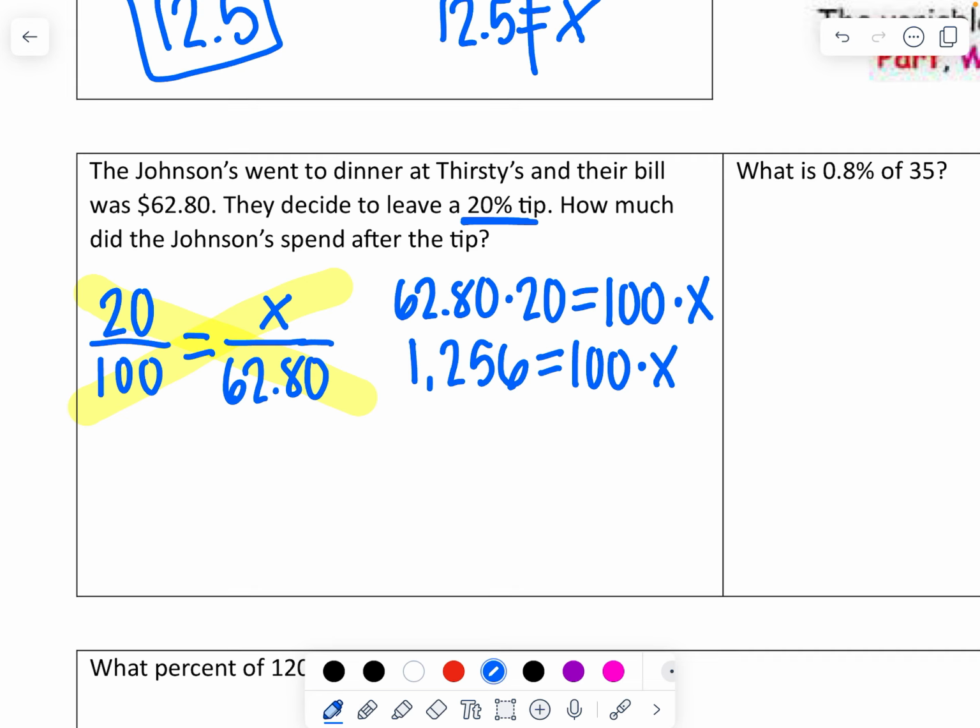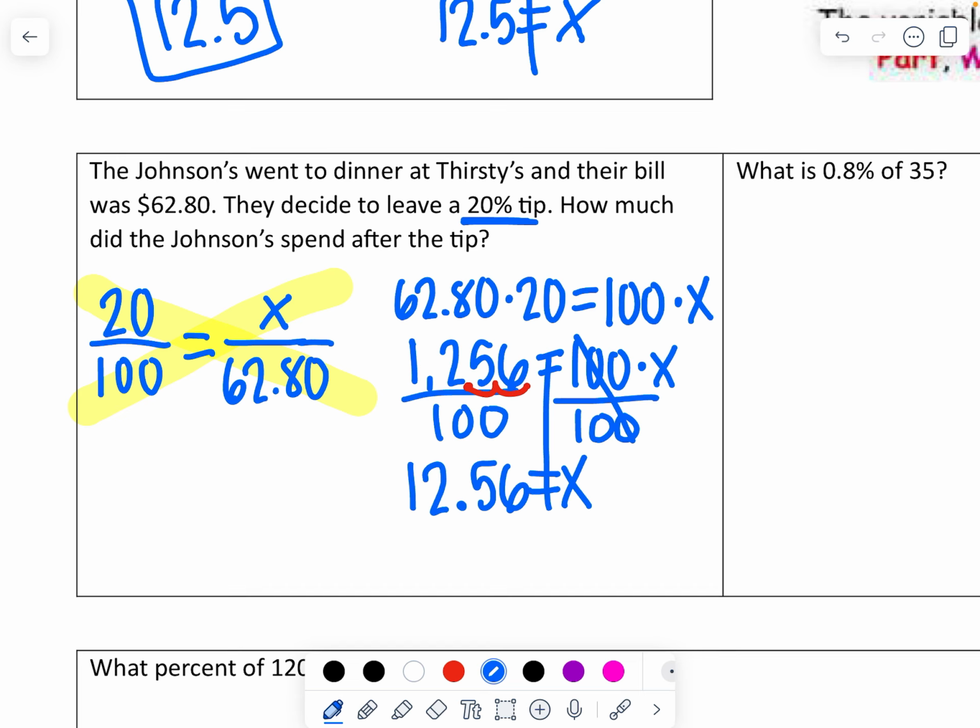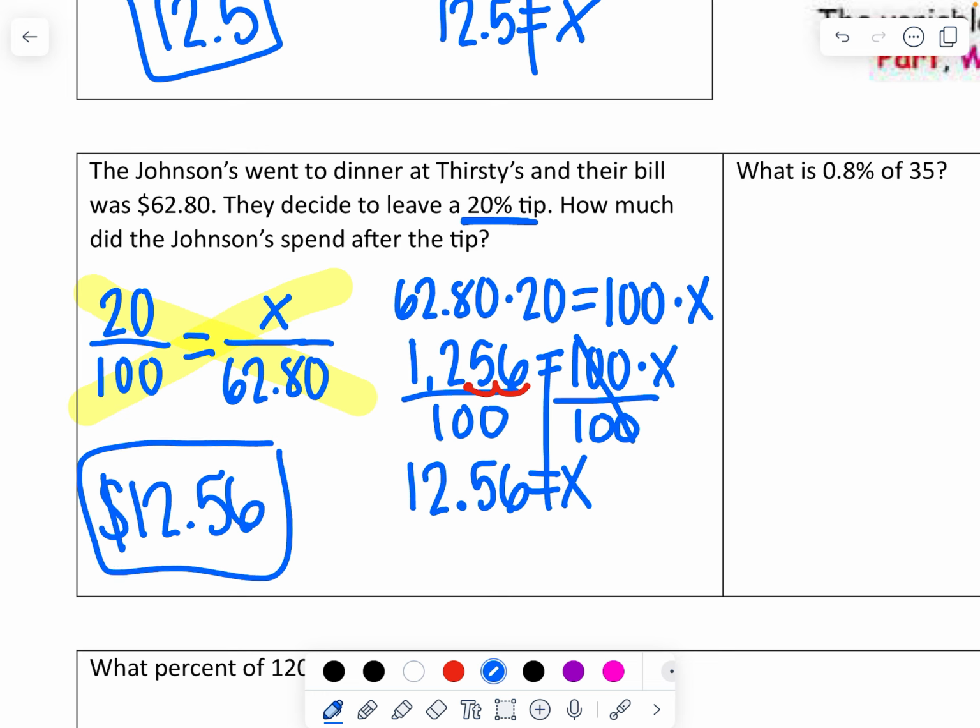And then from there, you're going to divide by 100. So draw your line, divide by 100 on both sides. 100 divided by 100 is 1. So I'm left with just X, because remember that's the whole goal, is to get the variable by itself. And then the last step is to divide 1,256 divided by 100. So you can divide that in your calculator, or you can just move your decimal twice to the left, and you would get $12.56. And it's a word problem, so it'd be $12.56 with a dollar sign.